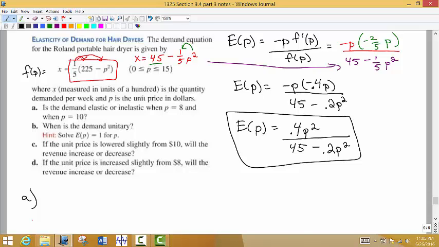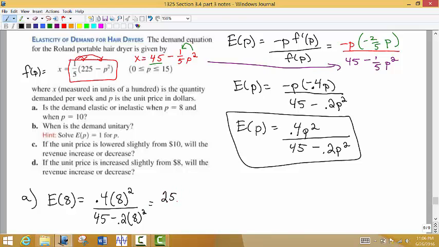Part A, is the demand elastic or inelastic when P is equal to 8? And another question, what about when P is equal to 10? So what about when our price is $8? So we're going to take that value, we're going to throw it into our equation. So get 0.4 times 8 squared divided by 45 minus 0.2 times 8 squared. Okay, I'm just going to throw all of that right into my calculator.